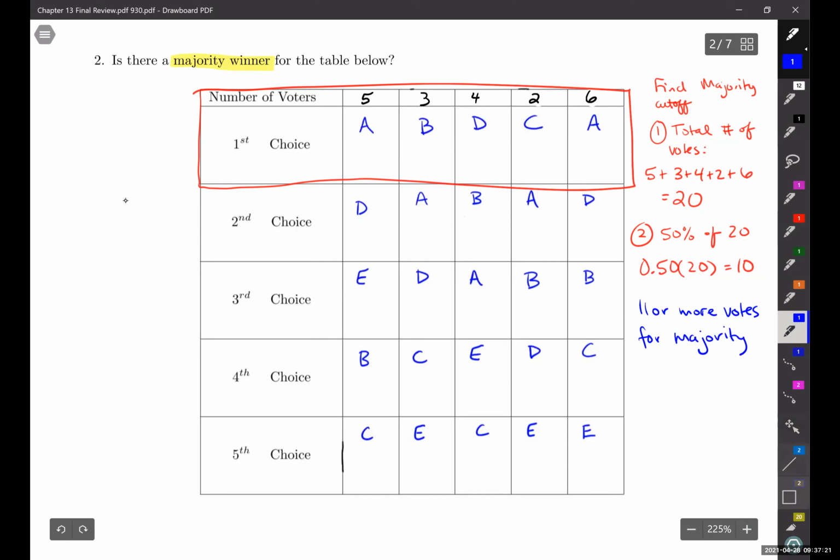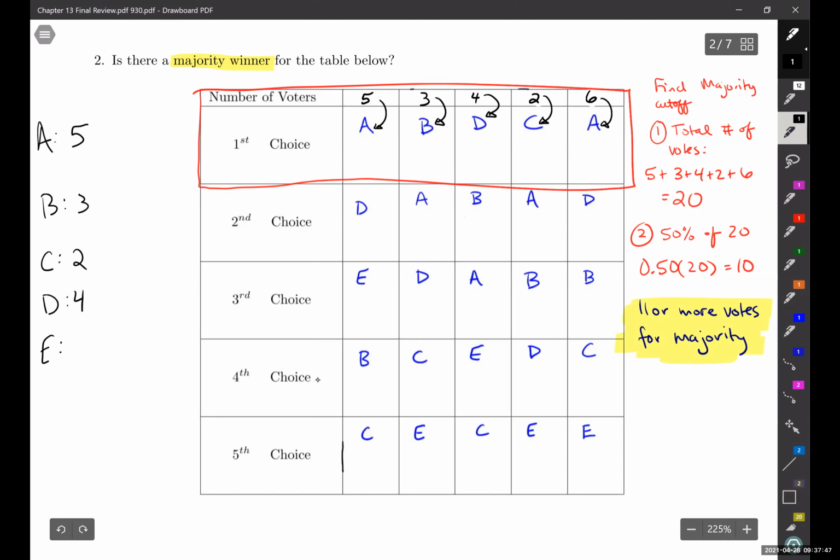So we now know the cutoff. So let's determine, do any of the first place vote candidates get 11 or more? We can look and see, but if we want to make sure we don't miss anything, we could also just write it down quickly. A has 5, B has 3, D has 4, C has 2, and then A has another 6, E has 0. So A has 11, which is right at the cutoff. So we'd say A would be the majority winner.